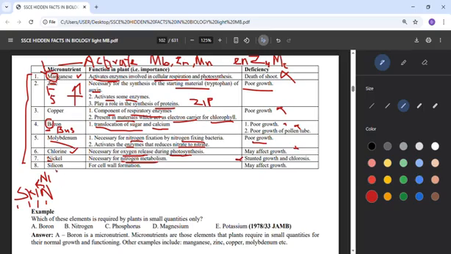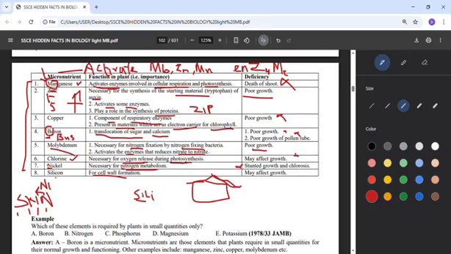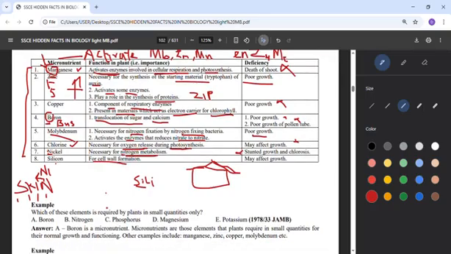Then finally, silicon. Silicon is for cell wall formation. You can just say silicon, just like a ceiling of the roof. Use that to remember silicon and ceiling of the roof. In what way? It helps to form the cell wall. Maybe you are trying to prevent armed robbery, so you have to make sure the ceiling is well formed. So it's for cell wall formation, and it may affect growth once it is missing.